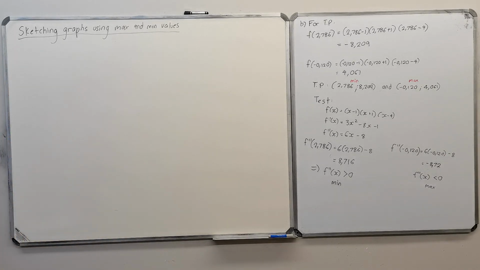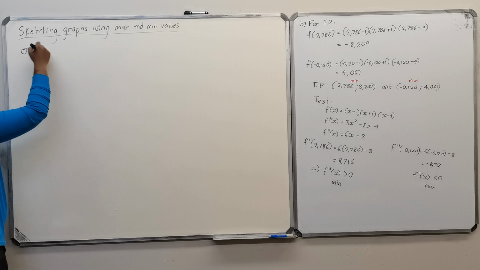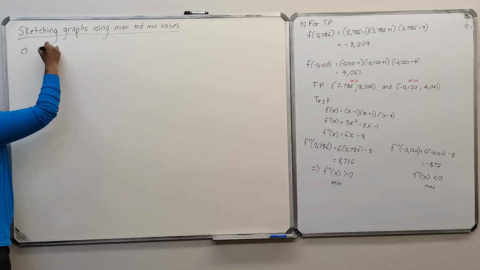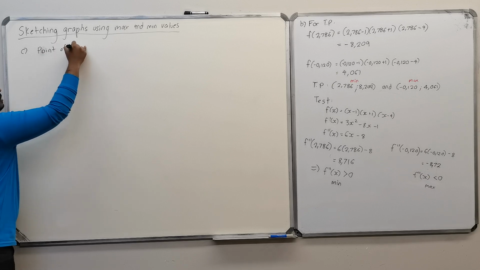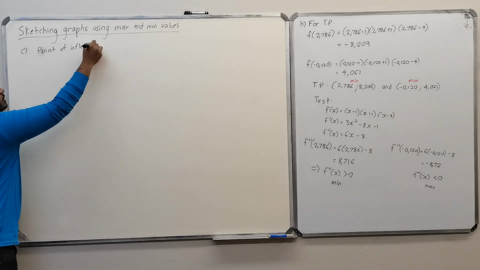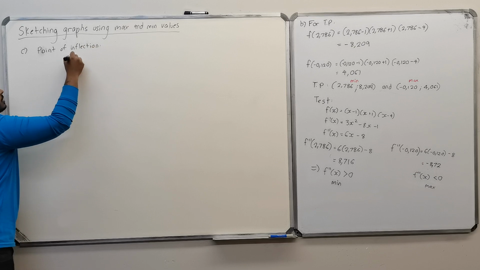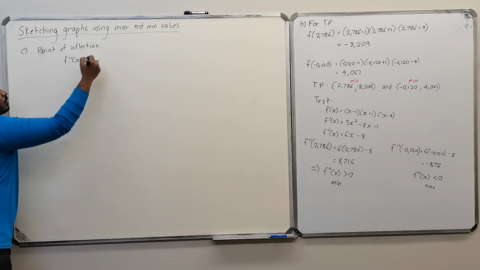Okay, the next question, they want you to work on the point of inflection. How do you work on the point of inflection? Second derivative equal to 0. So for the point of inflection, we let the second derivative equal to 0.